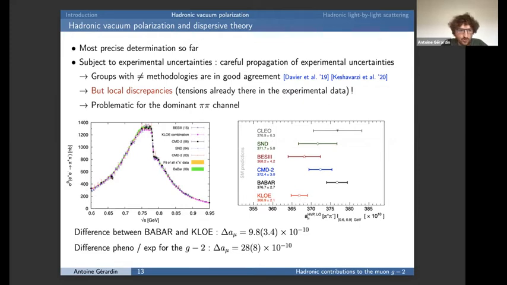And so here I show the cross-section between 0.6 and about 1 GeV. In this energy range, the difference between BaBar and KLOE is of about 10 in units of 10 to the minus 10, which is not small compared to the difference between the theory and the experimental value for g minus 2. So it's really about 1/3. This discrepancy is too small to fully explain the discrepancy, but at the same time, it is absolutely not negligible. It needs to be understood.